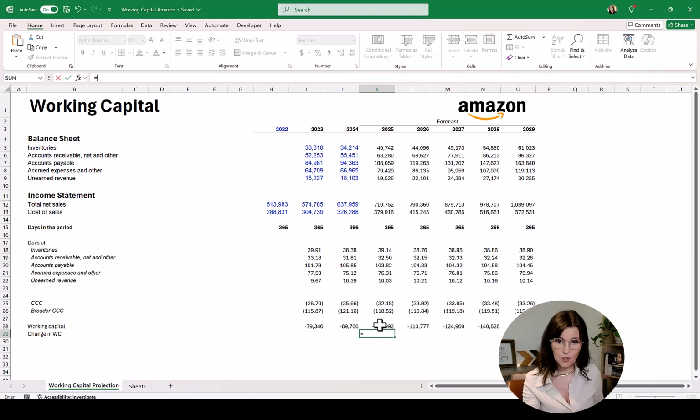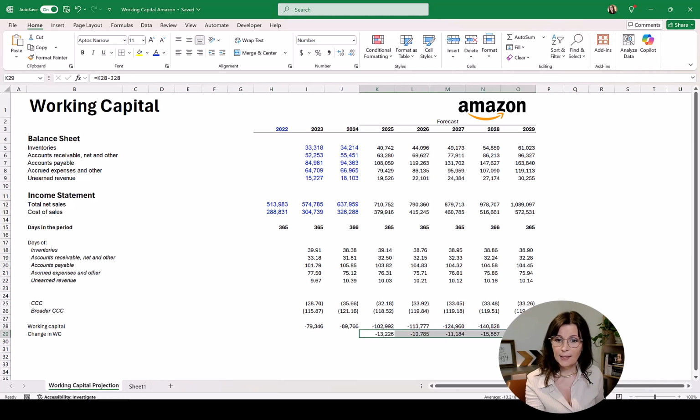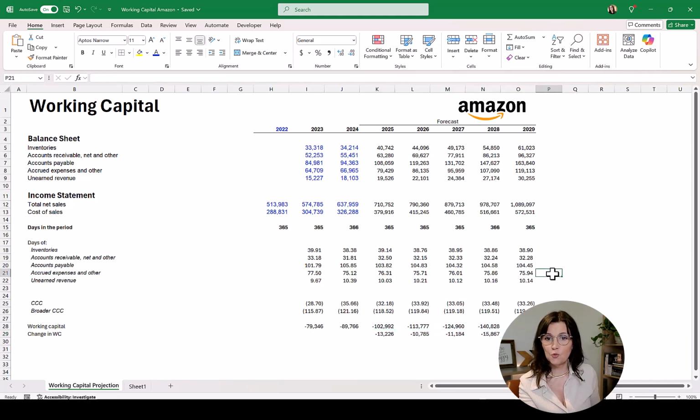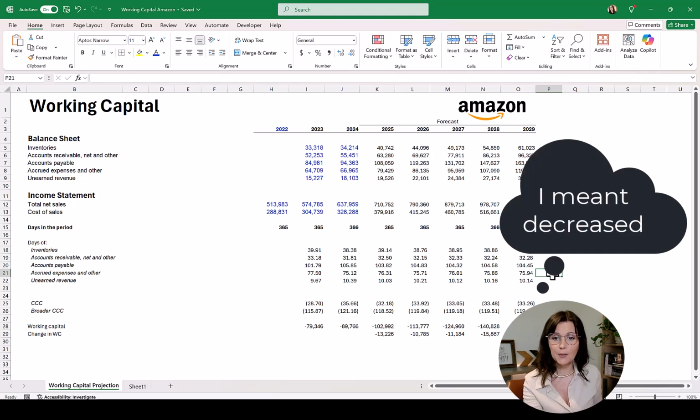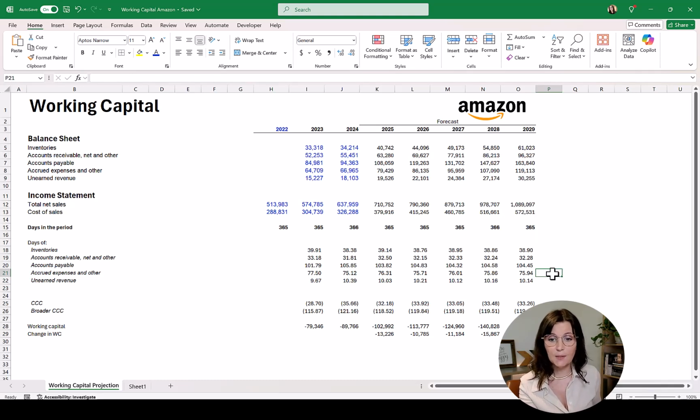So I'm going to start with 2025, and I'm going to do this minus this. That's the change in my working capital. It means that from 2024 to 2025, my working capital increased 13 million. So that's going to go straight to the cash flow statement, and this is going to go to my balance sheet. That's the output for my financial modeling.